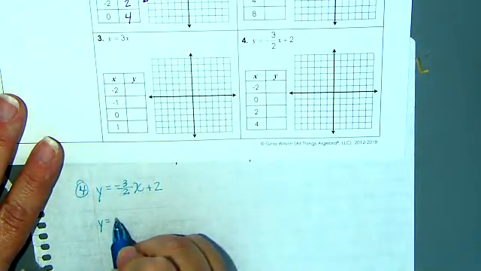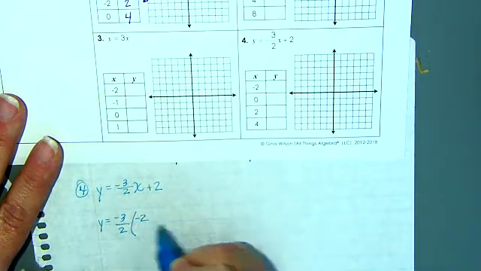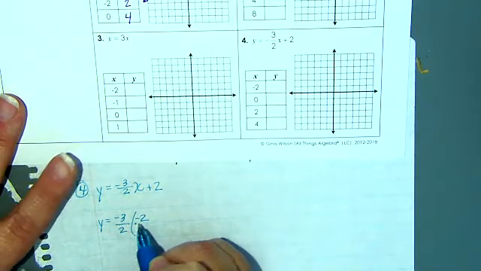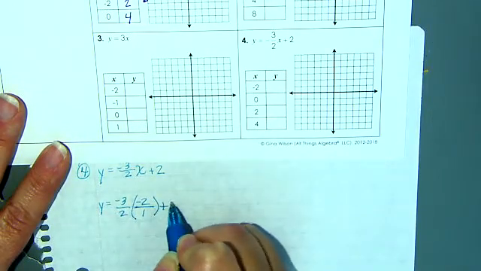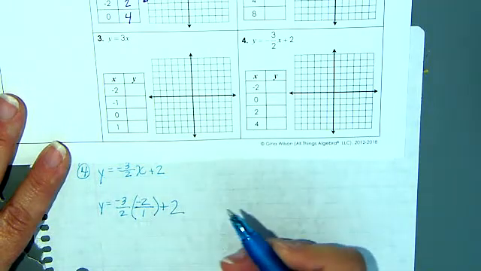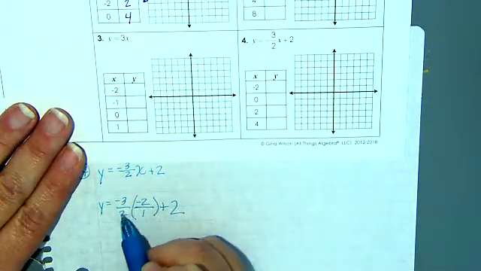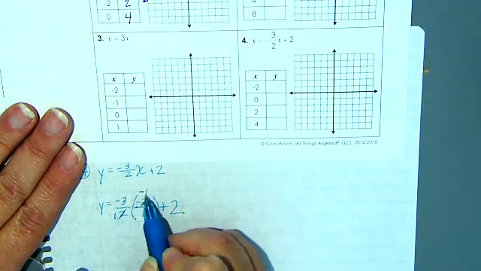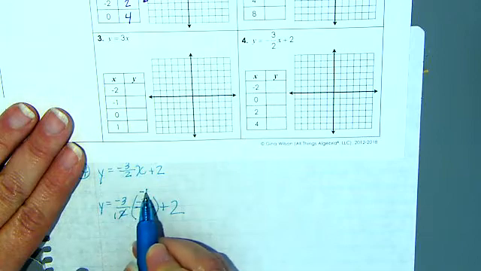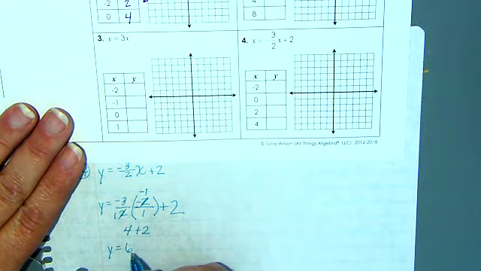So I'm going to have -3/2 times -2. But I've got to make that into a fraction. So I'm going to put this as -2/1 plus 2. So now I've got to do my math. Do my multiplication. Well, I can simplify here. 2 goes into 2 one time. 2 goes into -2, -1 time. So I have -3 times -1. So that's going to give me a +4 plus 2. So I end up with y equals 6.